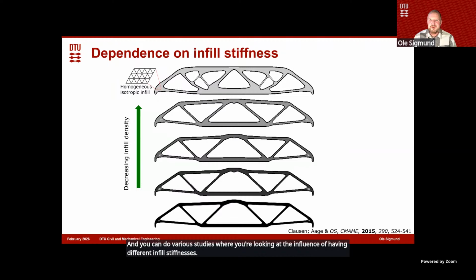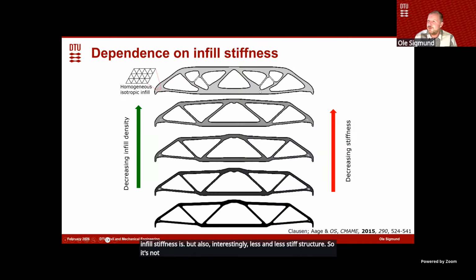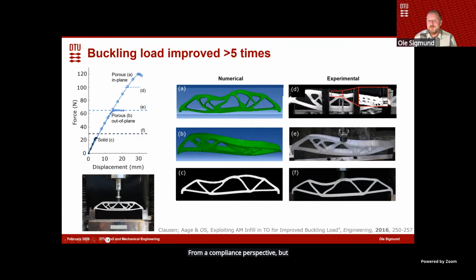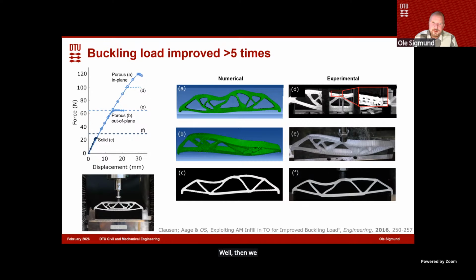So in this case here, we get less and less stiff infill stiffnesses, but also, interestingly, less and less stiff structures. So it's not an advantage to do this from a compliance perspective, but it turned out that from a buckling perspective, by having the thicker structures that have internal porous structures, we could actually increase the buckling load with a small decrease in the stiffness.